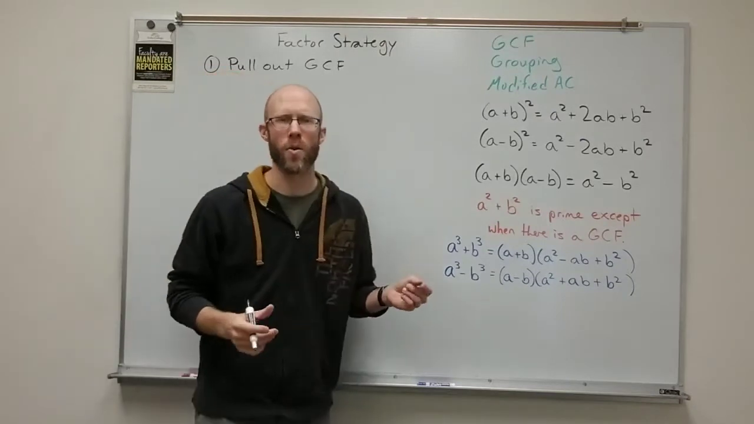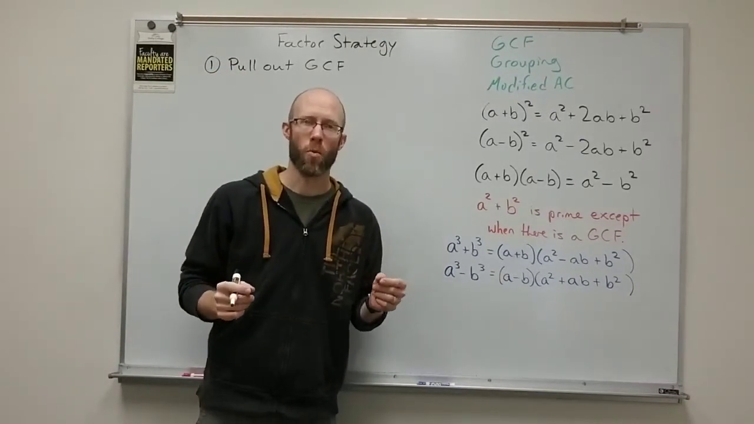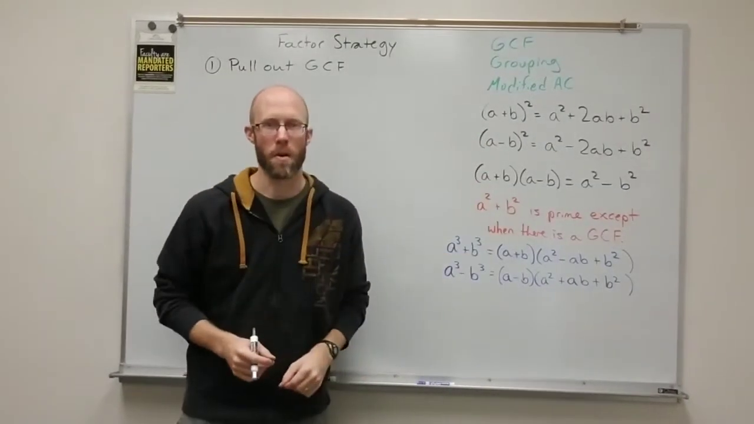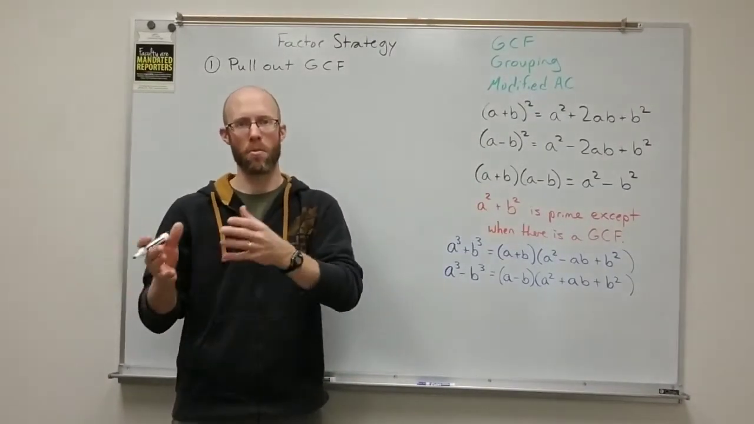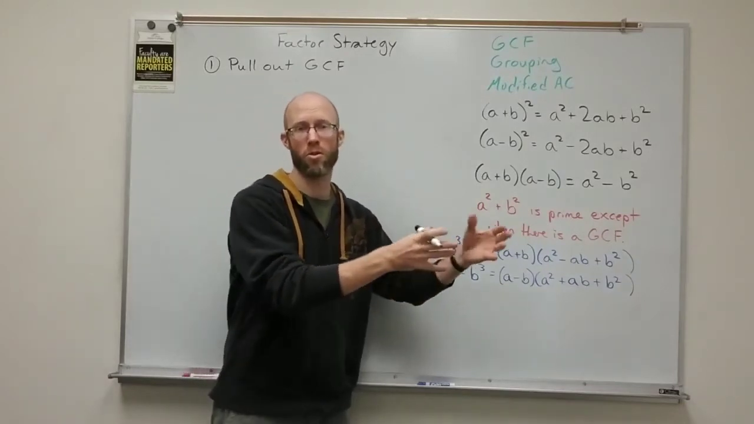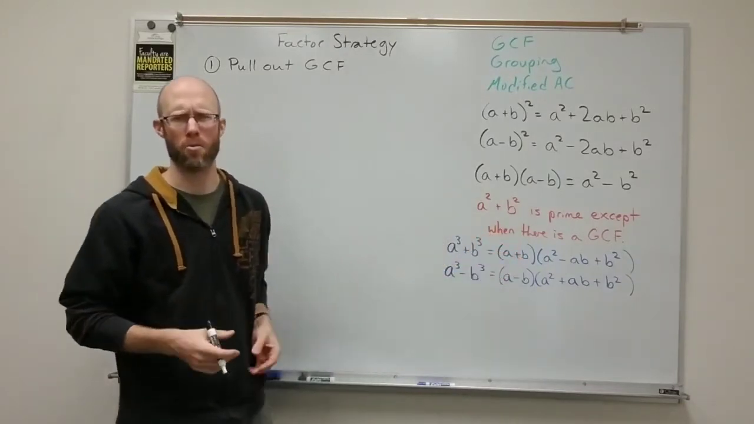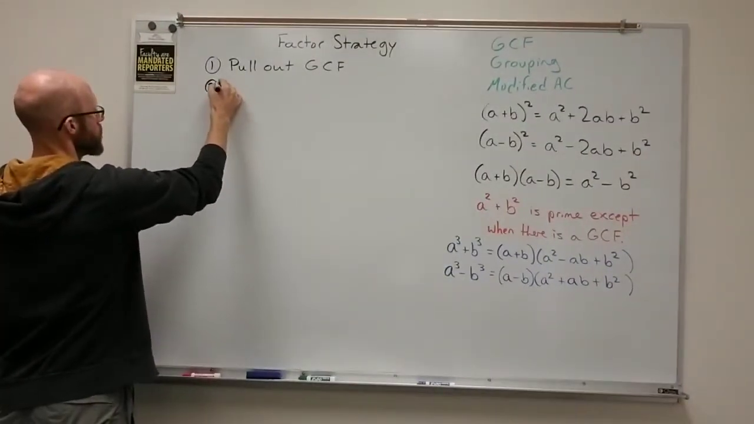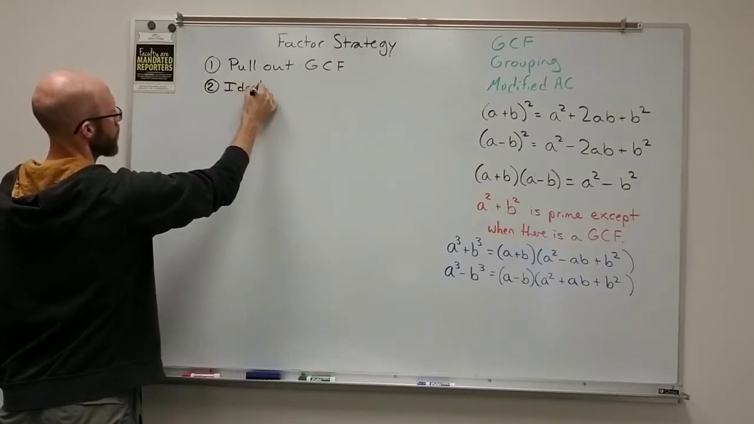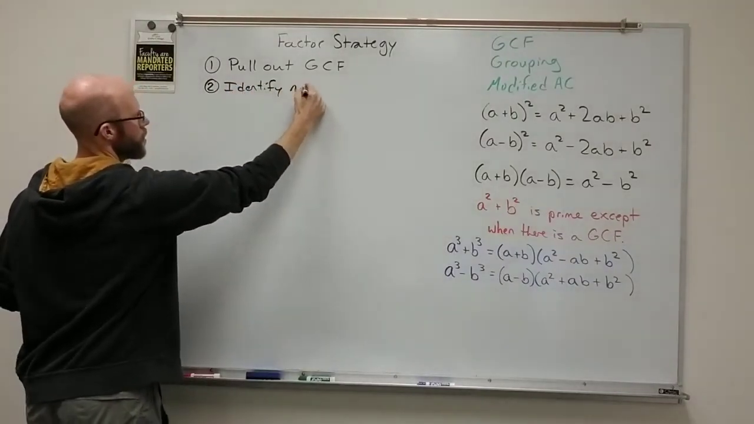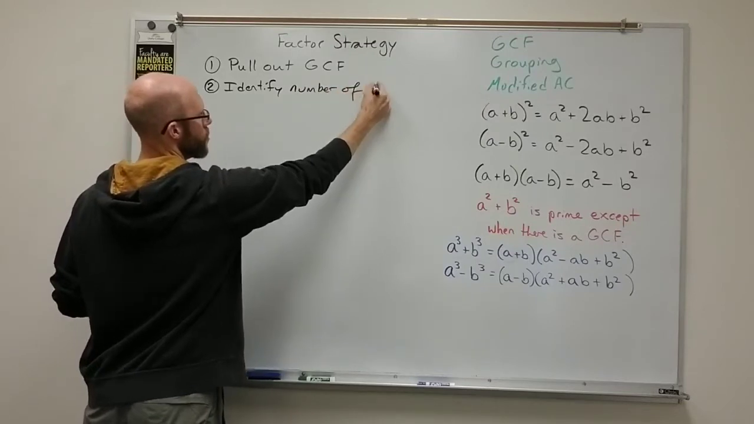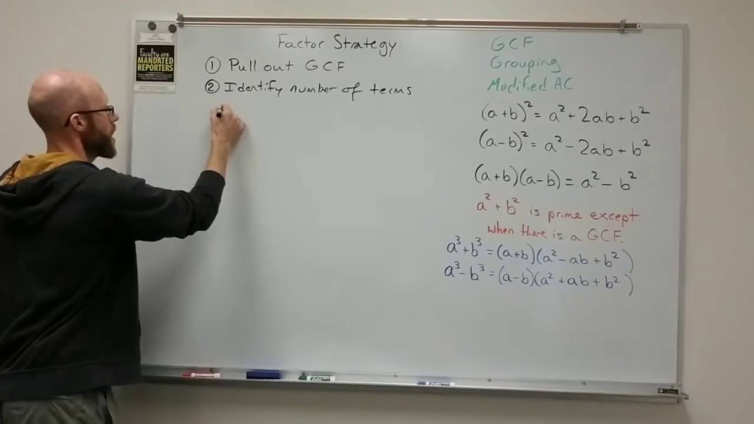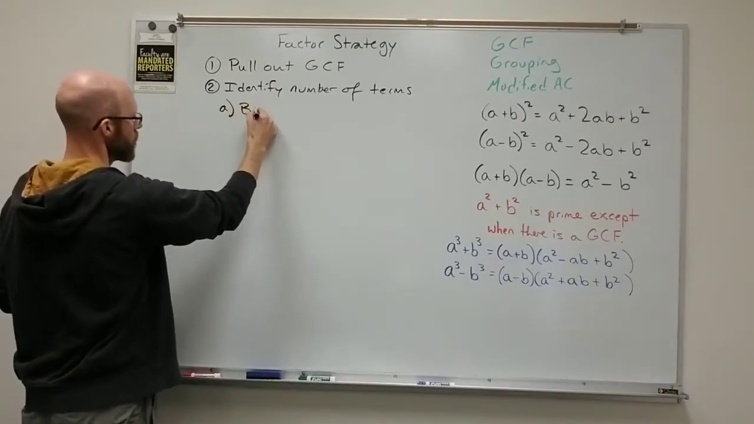The second thing is to identify the number of terms. Once you've identified the number of terms, you can really figure out which of these other methods to use. So whether it's a monomial, binomial, trinomial, or 4-term polynomial is important. Of course, a monomial, we're not really going to work on factoring. So number 2 is identify the number of terms.